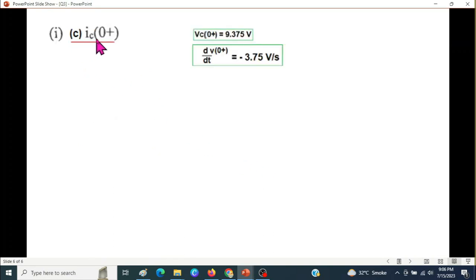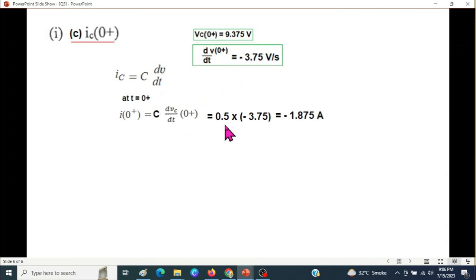Now, IC0 plus is being asked. We have found these two. IC is the capacitor current at 0 plus time. We know the formula for capacitor current, C dV/dt. So at t equal to 0, this becomes IC0 plus, which is C times dV0/dt. dV0/dt we have already found. We know the value of the capacitor, 0.5. So our IC0 plus is minus 1.87.